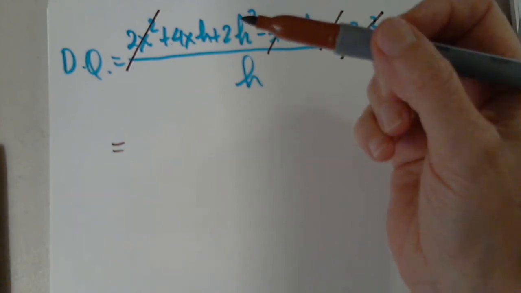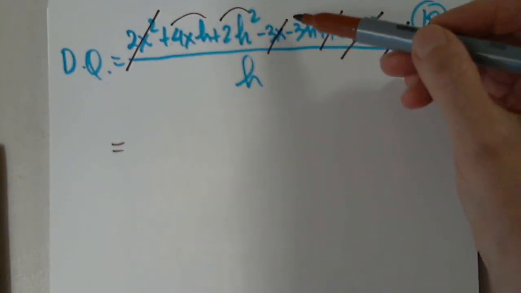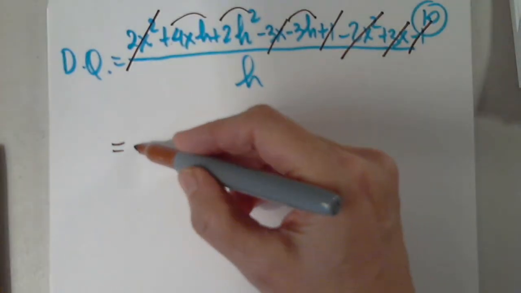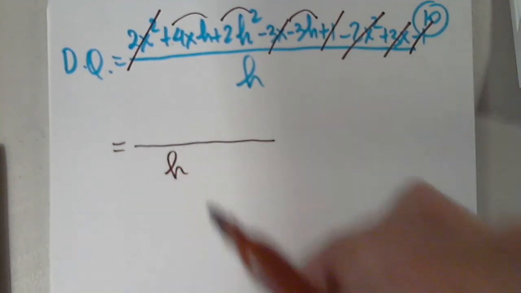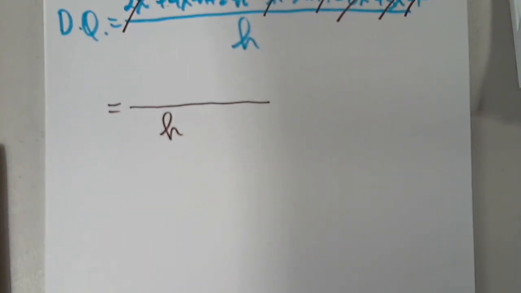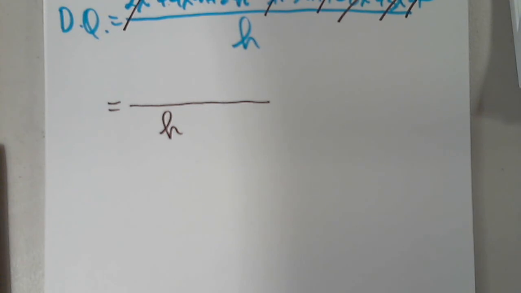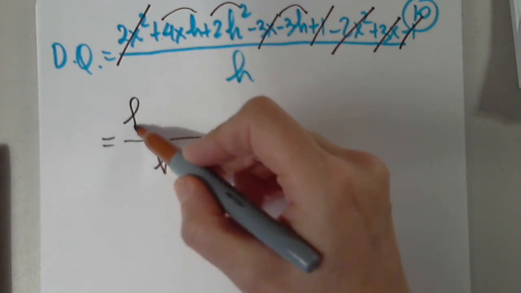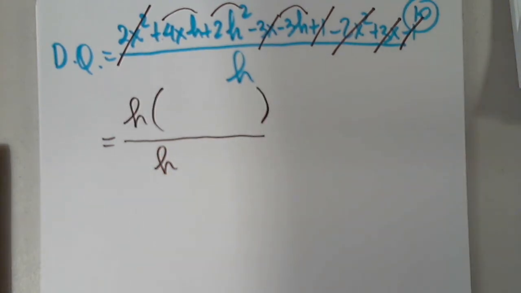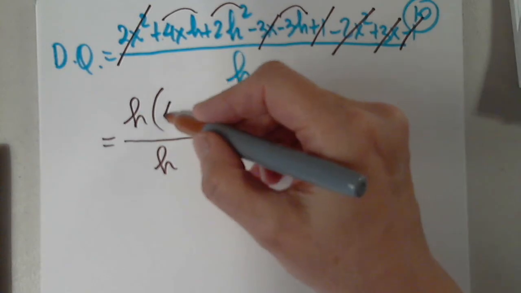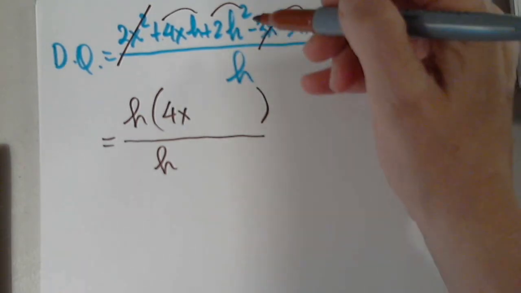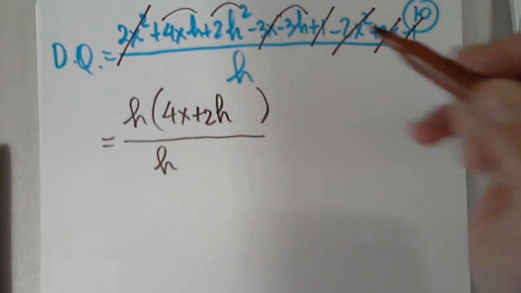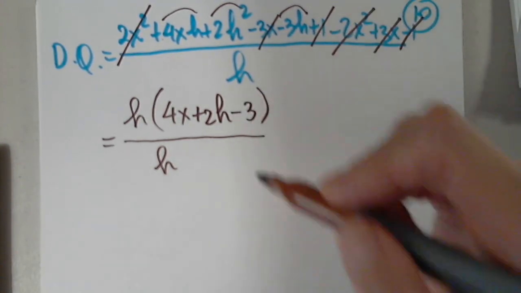Now, I see there are 3 remaining terms. They all have a common factor. Which common factor? That I need to pull out, in other words. It's going to be 4xh, 2h squared, and negative 3h. Just h. h in all 3 terms. So the first one left is 4x. From the second term we have plus 2h. From the last term we have negative 3.